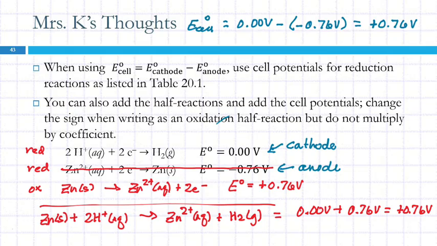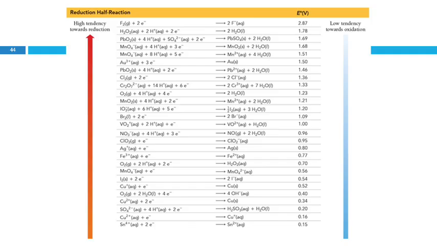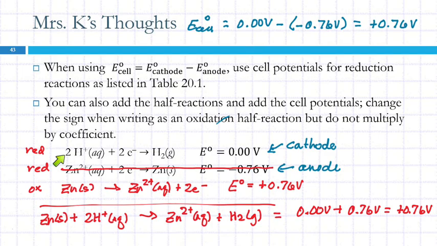Yes? Why do we have to make them both reductions at the beginning to then just switch it back to oxidation? That's a great question. The reason is because of the table. They are all written as reductions. They don't have a corresponding table with oxidations because it would be redundant. It's easy enough to figure out what the oxidation is. Switch the reaction, switch the sign. Okay, so that's why we would start with this information.